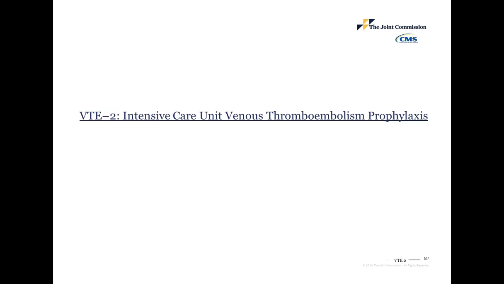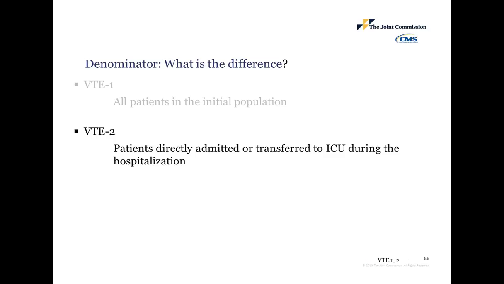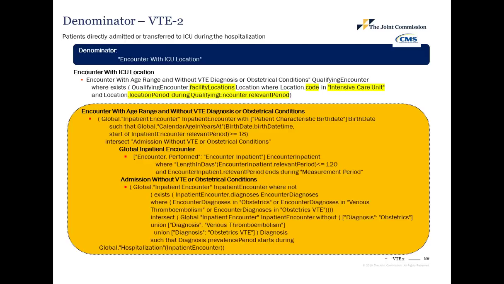So let's go ahead to VTE-2, intensive care unit, VTE prophylaxis. And we already know that they share the same initial population, so let's move on to the denominator. The denominator is refined to only include direct admitted or transferred to ICU anytime during the hospital stay. And the population reads patients directly admitted or transferred to ICU during the hospitalization stay. The definition encounter with ICU location. And if you recall the yellow box, these are the definitions from the initial population, which do carry into the denominator to build that qualifying encounter.